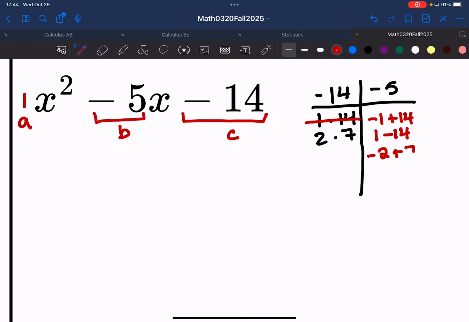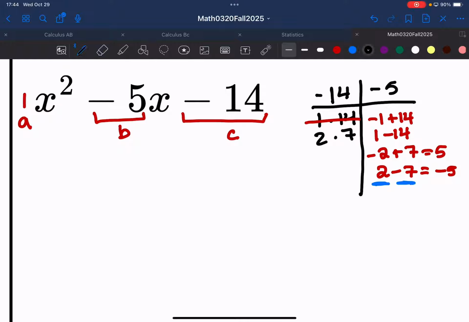-2 plus 7. What does that give me? +5, so that can't be our combination. So I check the other way. 2 minus 7, -5. So 2 and a -7 are going to be my factors that work.